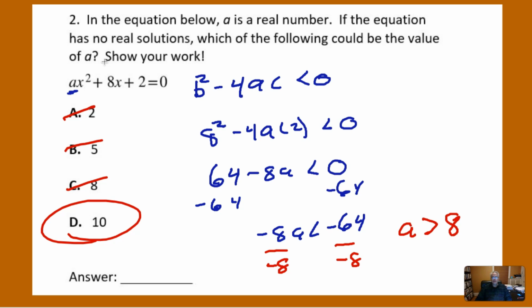All right, that was a real quick tour of the discriminant. But just calculate it, figure out its sign, and you'll be good.